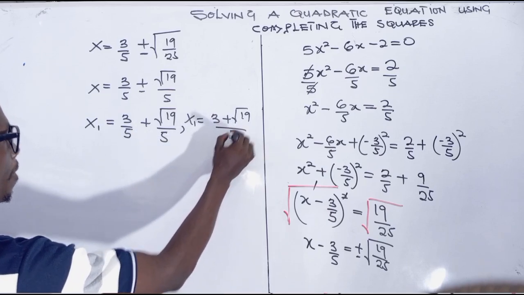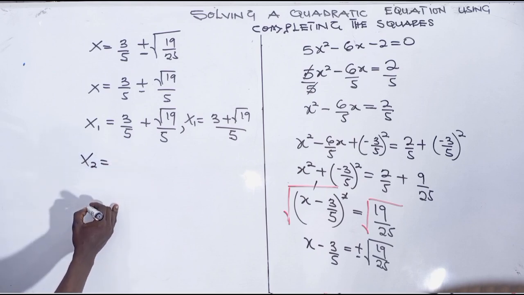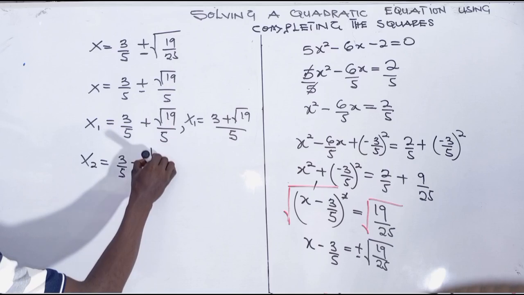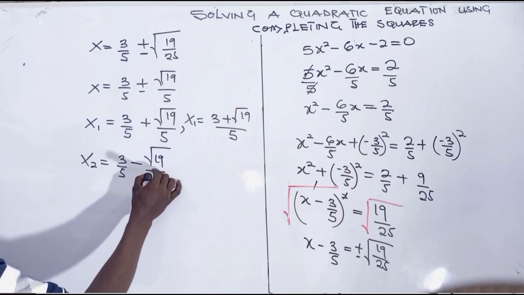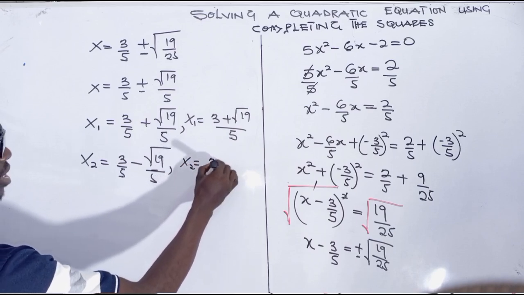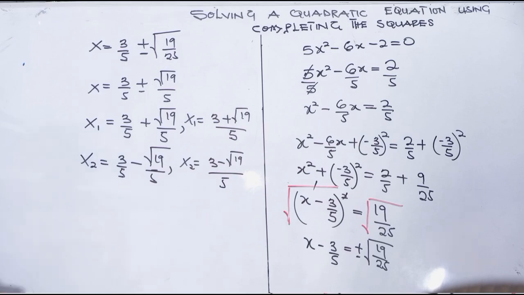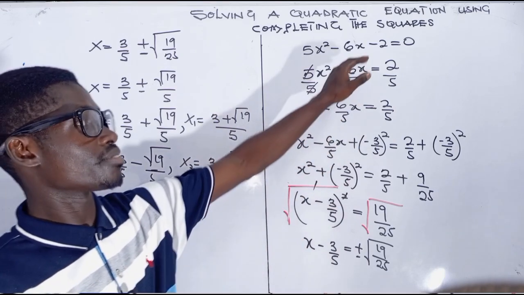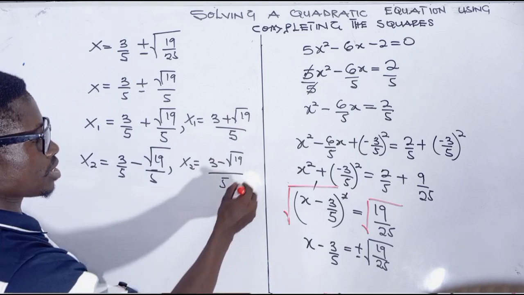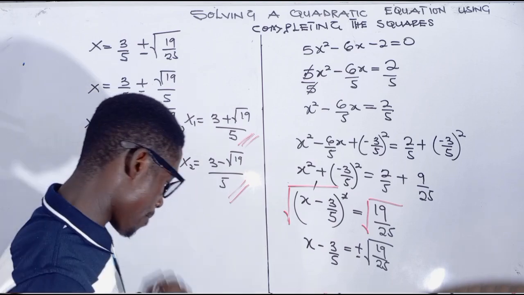Now let's look at the negative aspect. So we have our x2 is equal to 3 all over 5 minus root of 19 all over 5. Now we can write this as x2 is equal to 3 minus root of 19 all over 5. So the value for x which satisfies this quadratic equation is either x is equal to this or x is equal to that. Let's look at one more example and then we run out of here.